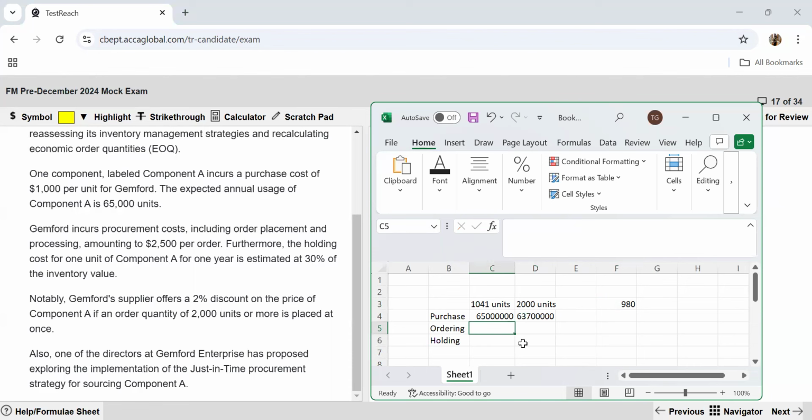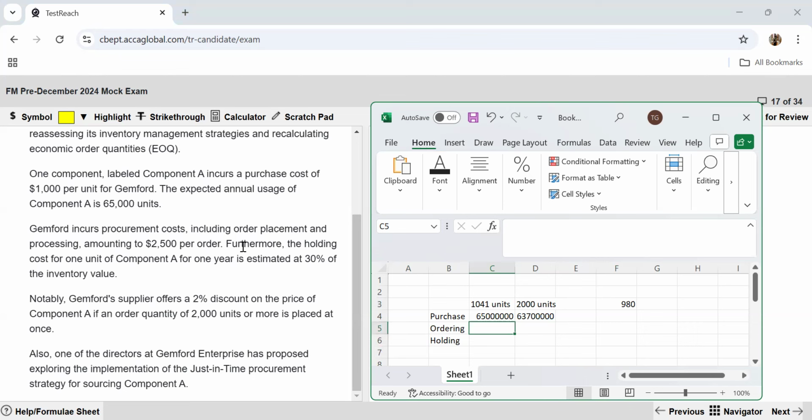Then the next thing is the ordering cost. With respect to the ordering cost, the cost that is given to us is in per order terms. So now we need to find out how many orders we will be placing in 1 year. We know that at one time, we are ordering 1041 units in the first case. So if I'm ordering 1041 and my annual demand is 65,000, how many times will I have to place the order? The formula is very simple.